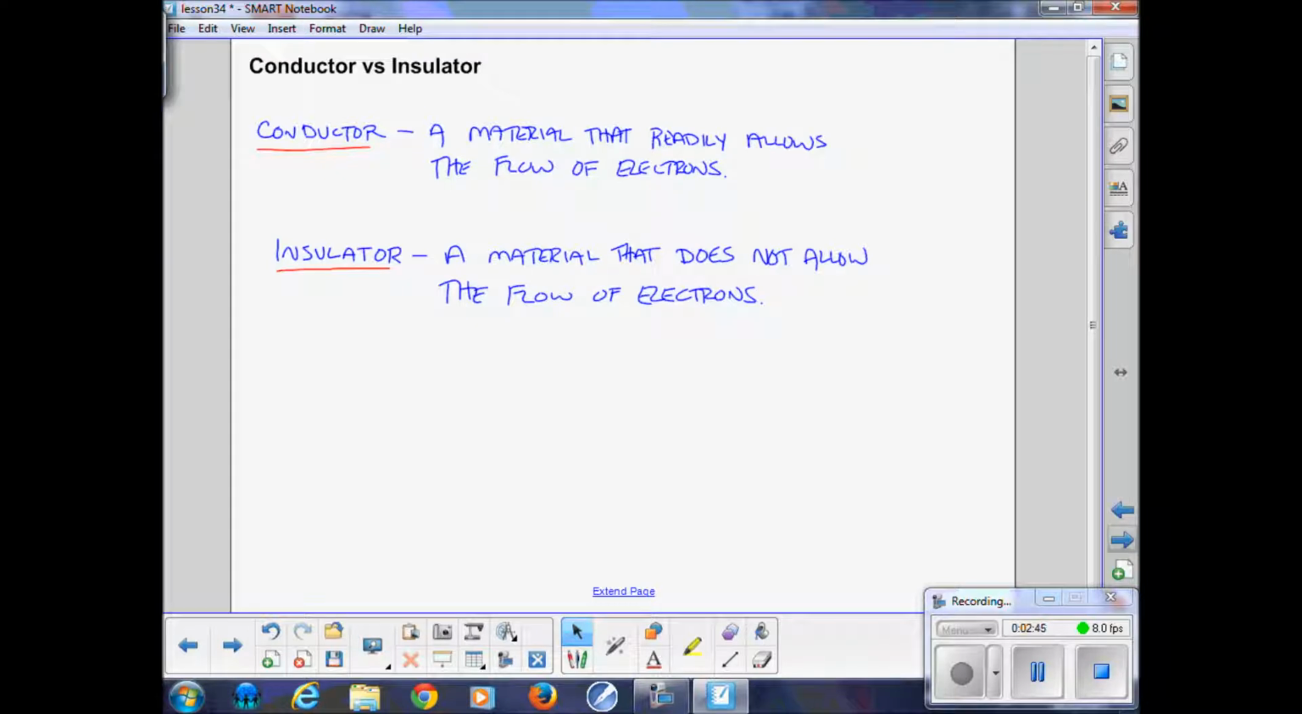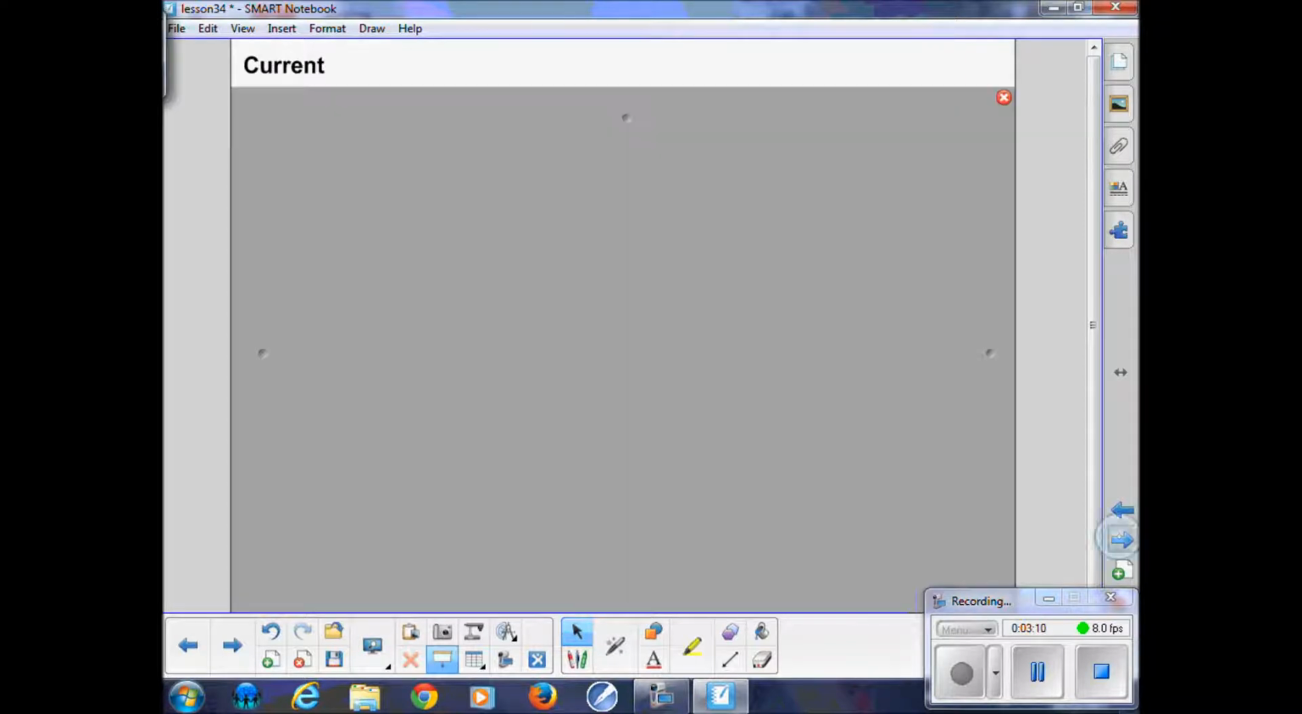We talked about what a conductor and an insulator is, and it's about that readiness, how well it will allow electrons to flow. So conductors readily allow electrons to flow, whereas insulators provide a certain amount of resistance that doesn't allow for those electrons to flow freely. So there are our 2 definitions for conductor and insulator. Haven't changed from last year's grade 11 course.